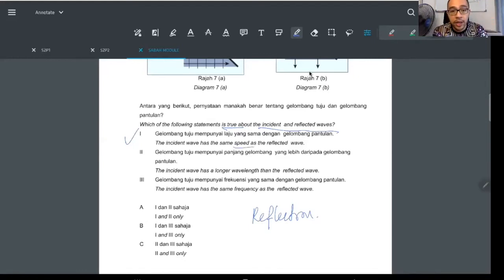Refraction, correct. Only the frequency doesn't change. Everything else changes. But in reflection, everything doesn't change, only the direction changes. So the incident wave has the same speed. Correct. The incident wave has a longer wavelength is definitely wrong. The wavelength doesn't change, you just change direction only. Incident wave has the same frequency is correct. So the answer is 1 and 3 only.